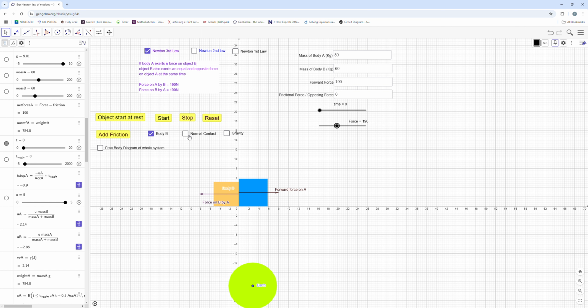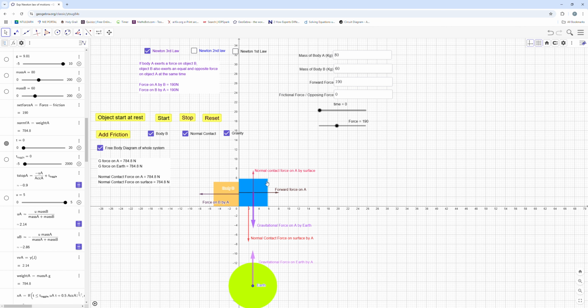You can have normal contact force, you can have gravity, and then for the whole system, you can press this one, and that will give you the force pairs for the normal contact force and the gravitational force.